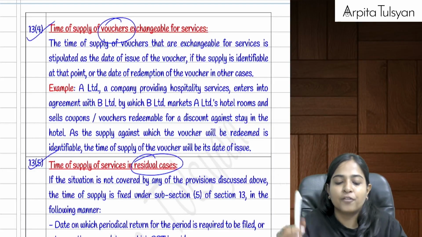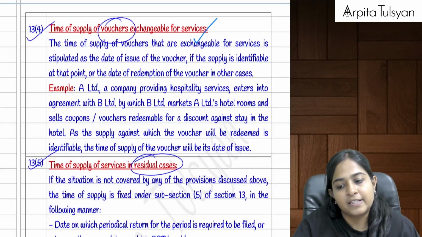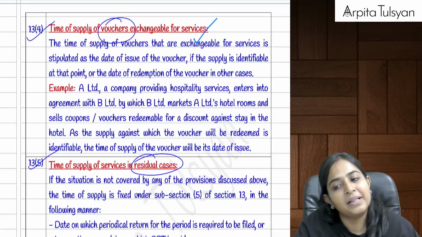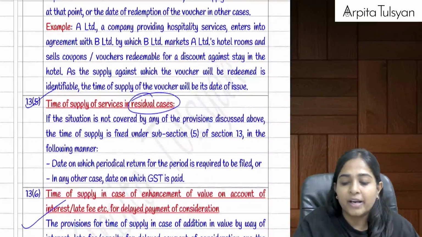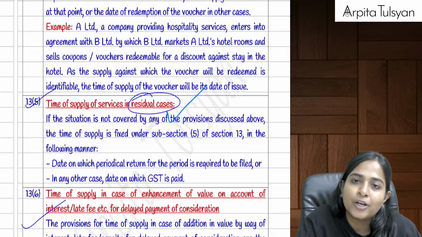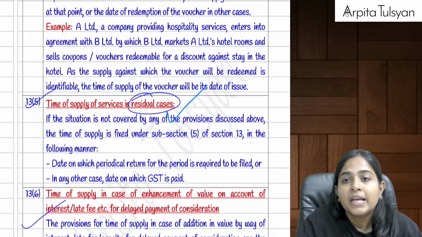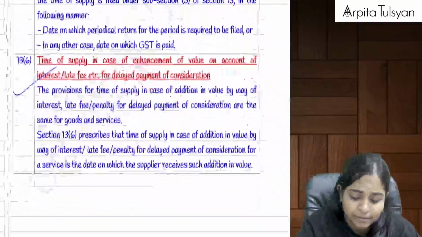Section 13 subsection 4 was talking about vouchers which are exchangeable for services. If the supply is identifiable, then the time of issue of invoice. If the supply is not identifiable, then the date of redemption of the voucher. In residual cases where you are not able to find out the time of supply, then the due date of the periodical return. If that is also not known, that is any other case, then the date when the GST has been paid.